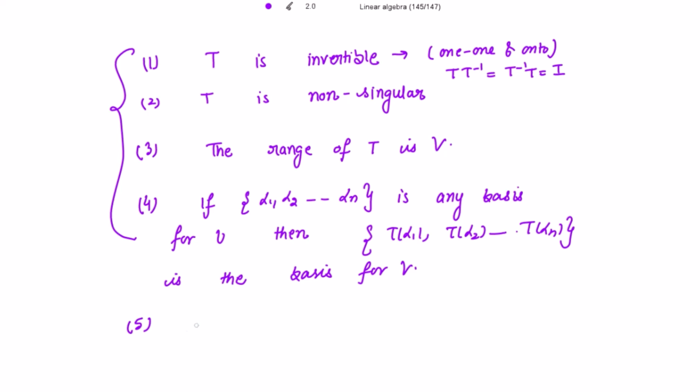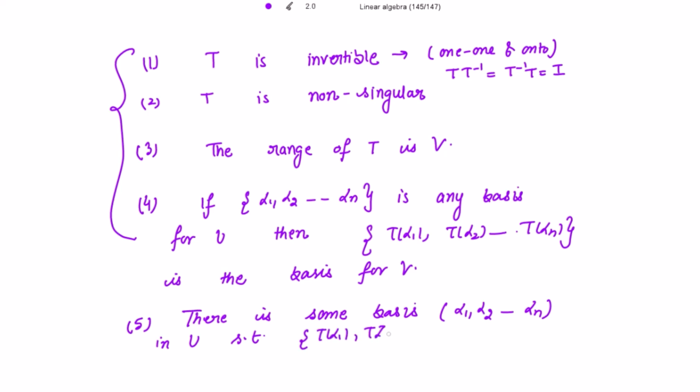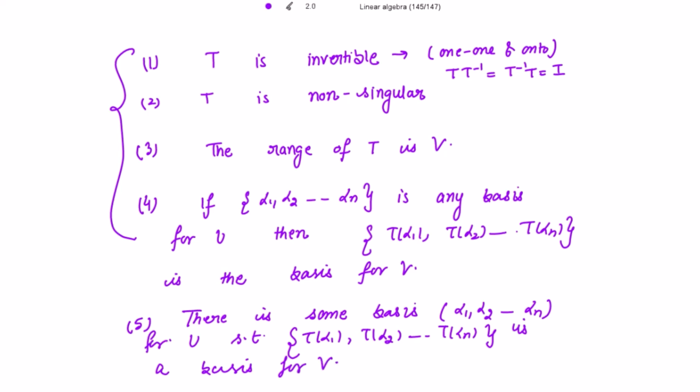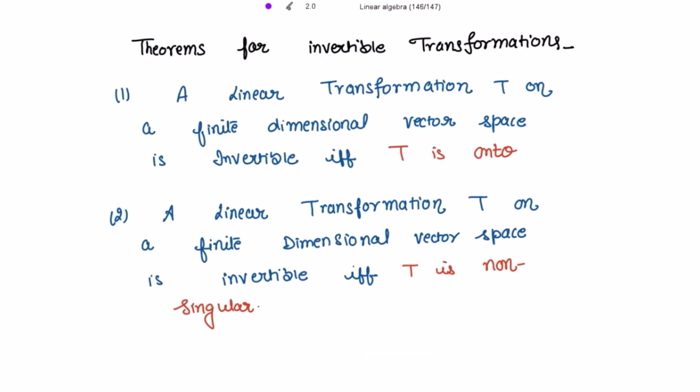Okay, fifth one, if there is some basis, again let's say alpha 1, alpha 2 up to alpha n in U, such that T alpha 1, T alpha 2 up to T alpha n is a basis for V, right? Okay. So these are very important statements. Do remember them.